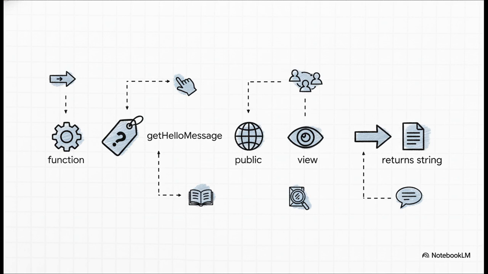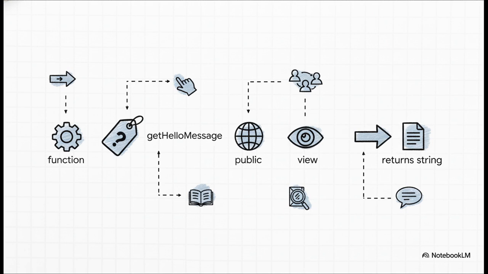Function? Well, that just tells the computer we're defining a new action. getHelloMessage is what we're calling it. That's its name. Public means exactly what it sounds like. Anyone on the entire network can call this function. Now, view is really important. It means this function only looks at data, it doesn't change anything, which makes it super efficient. And finally, returns string just tells us it's going to give back a line of text.